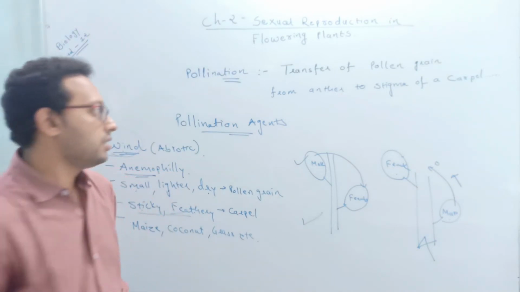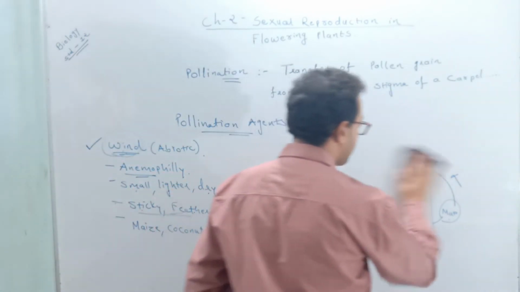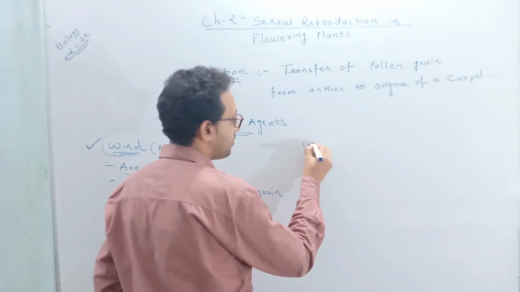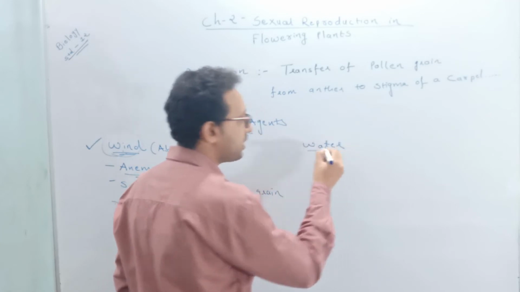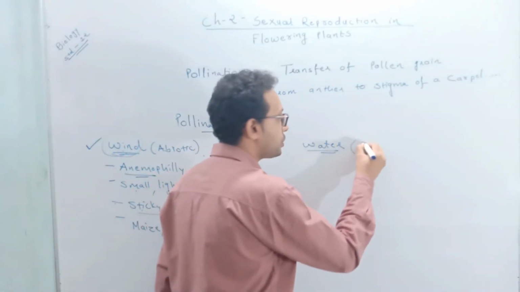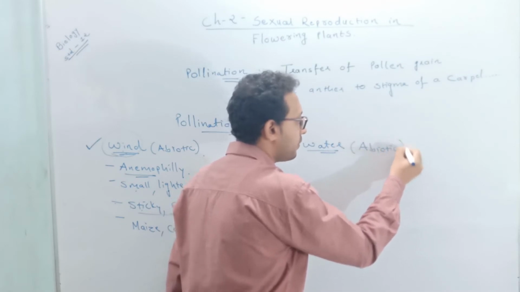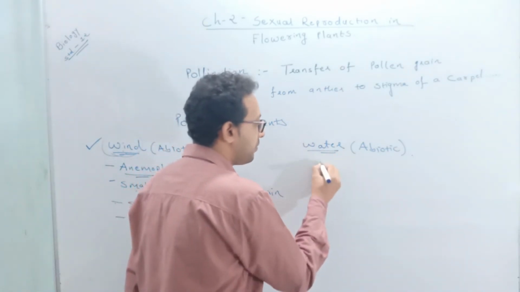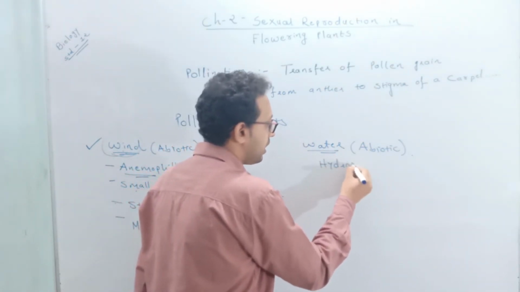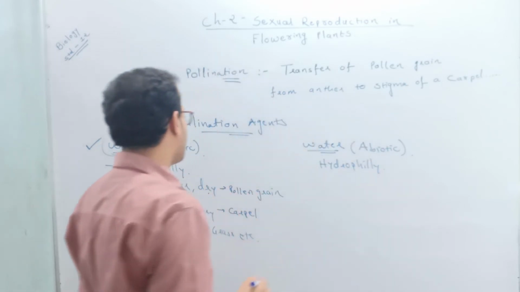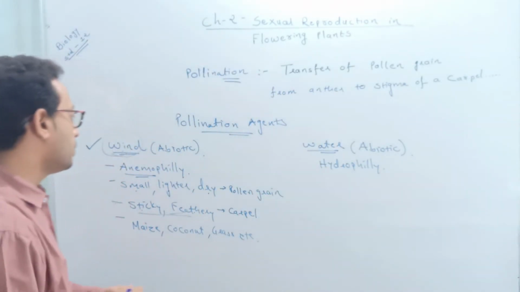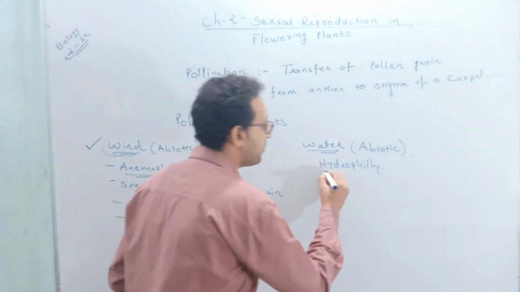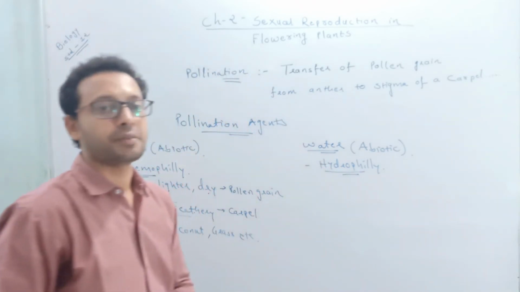Another abiotic agent by which pollination takes place is water. Water is another abiotic, non-living agent which helps in the pollination process. The pollination with the help of water is called hydrophily. So, clear students, the pollination with the help of wind is called anemophily, and the pollination with the help of water is called hydrophily.